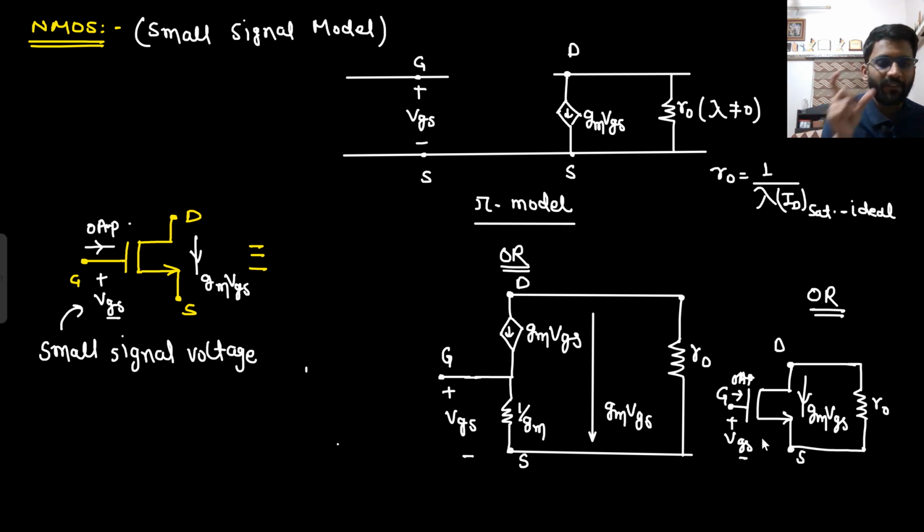Tell me one thing. If gate and source are shorted, then what will happen to the MOS? Tell me. The MOS will be open circuited. Why so? Because VGS will be 0. If VGS is 0, that means the current is 0. So this GM VGS current will be 0, and only R naught will be left. So this complete MOS will be open circuited.